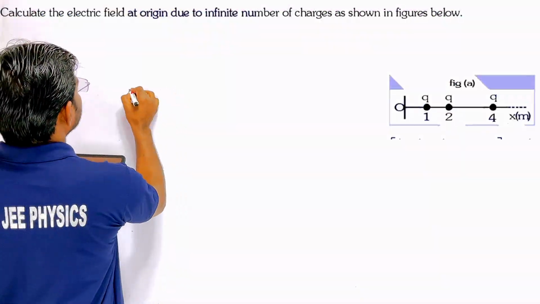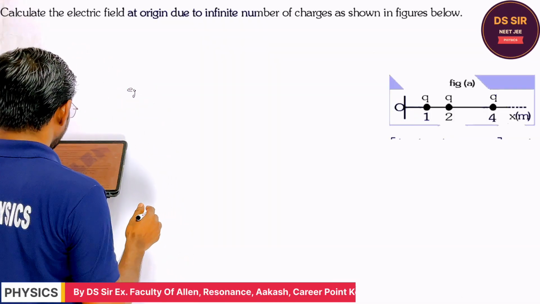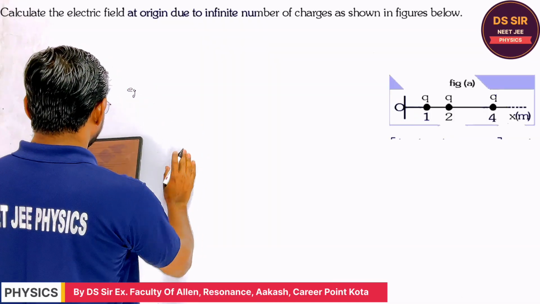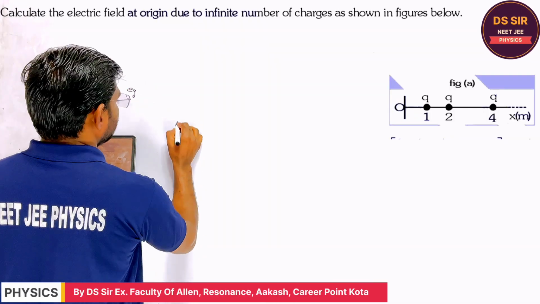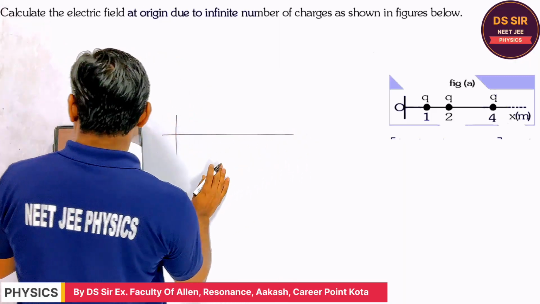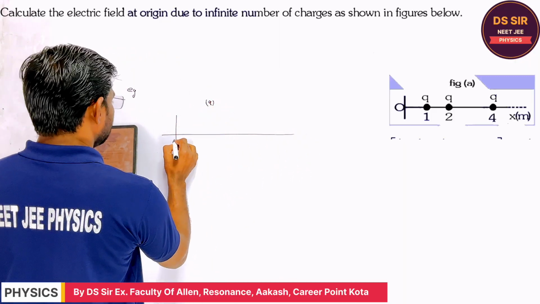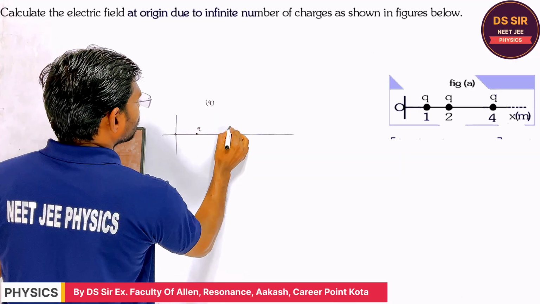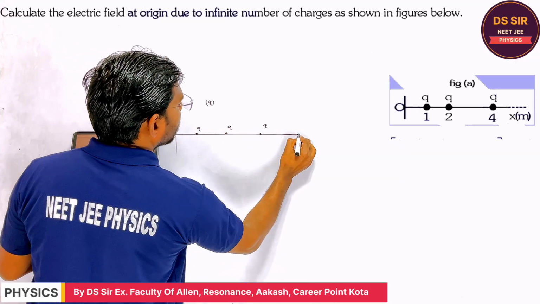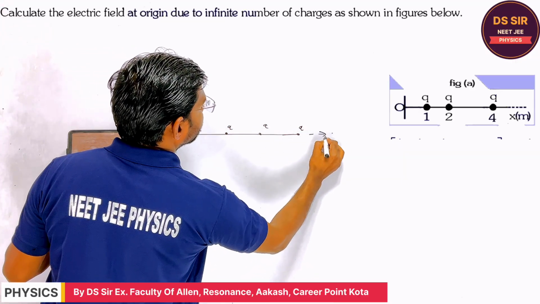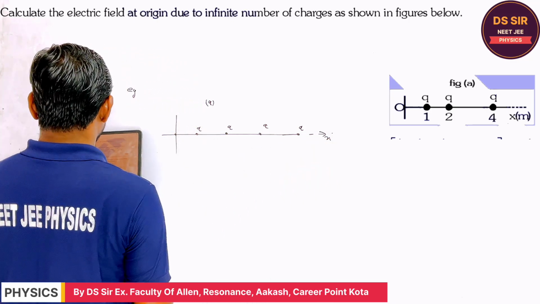So read this question. This is a simple question. You have to calculate the electric field at the origin due to an infinite number of charges. Suppose this is figure A, in which the charges Q, Q, Q and Q are present, up to infinity, on the x-axis.